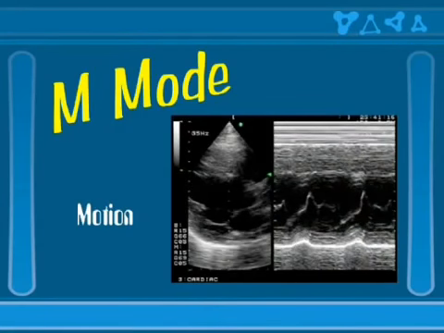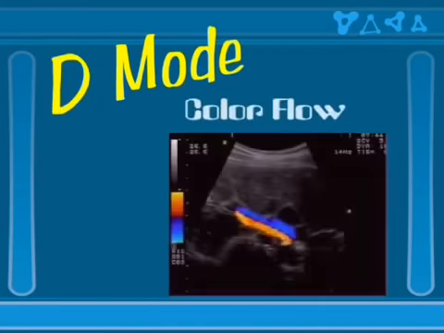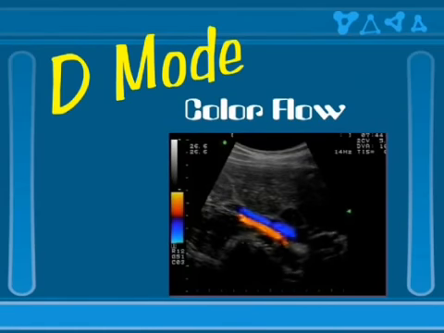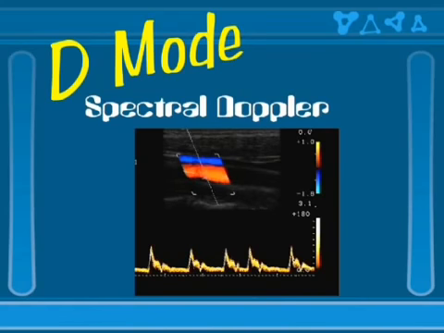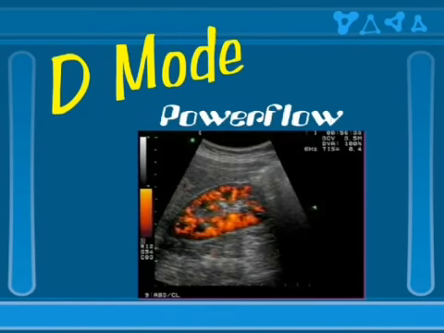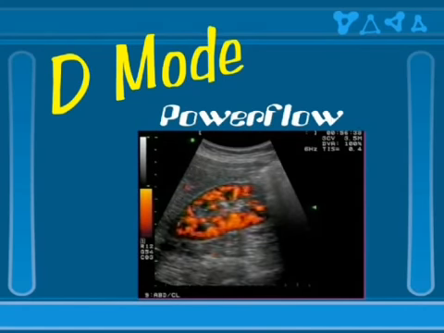Doppler ultrasound modes include color flow Doppler, where flow towards you in the vessel is red and flow away is blue. Spectral Doppler can be used to determine velocities and flow within a vessel. Power Doppler or power flow Doppler can show you the perfusion of organs, such as this kidney.